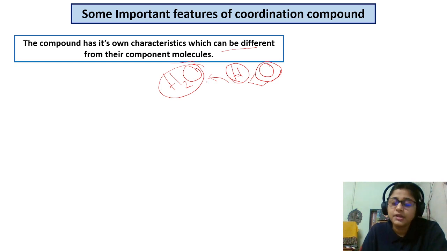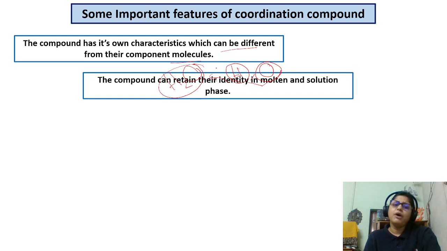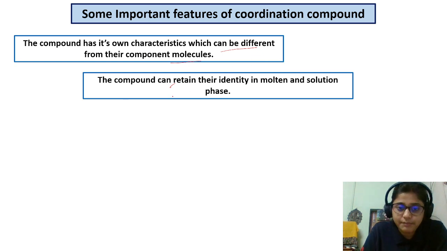Ions. So this is there, and also the compound can retain its identity. The compound can retain its identity in molten and solution phase. So let's take a real life example.